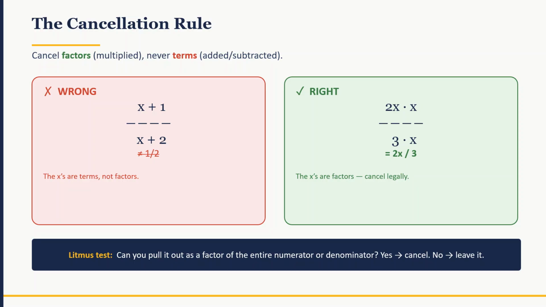Memorize this rule. Internalize it. Half the algebra mistakes in calculus trace back to violations of this single principle. The litmus test. Can you literally pull the symbol out as a factor of the entire numerator or denominator? If yes, cancel. If no, leave it alone.